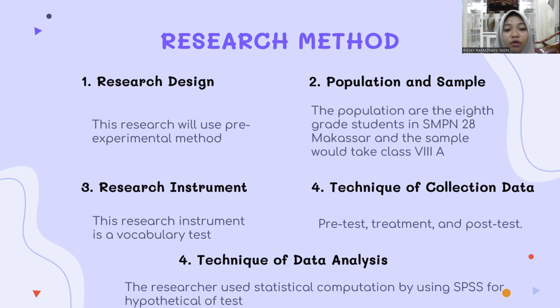The next is technique of collection data. The first one is pretest. Before the researcher gives treatment to students, the researcher will first provide the initial test or pretest to determine the extent of the ability or knowledge of students of English vocabulary. The next is treatment. After the pretest, the researcher would give treatment to the students. Treatment is conducted for 5 meetings. The researcher will teach the students about vocabulary by picture word inductive model.